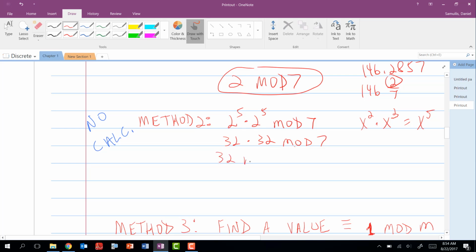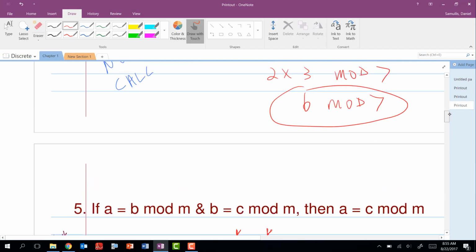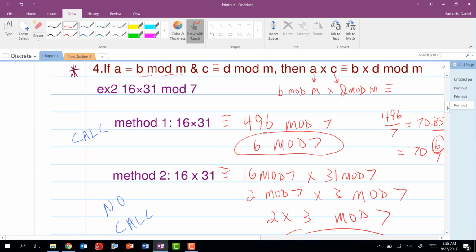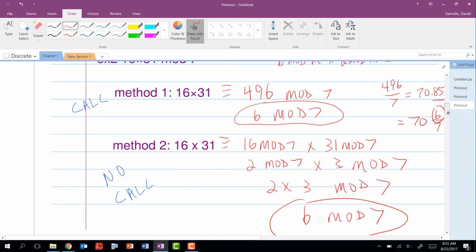How to analyze this from whatever rule number it was? I can mod 32 and mod 32. I can break this up. That's that one rule that I had up there. I don't know what rule it was. Fine, I'll go up to it. I think it was 4. Yeah, that's rule 4. When I put b times d mod m, it's b mod m times d mod m. I can mod each part of the product and then analyze.